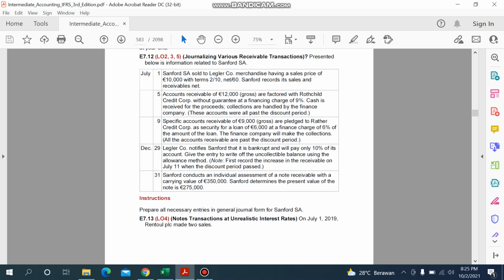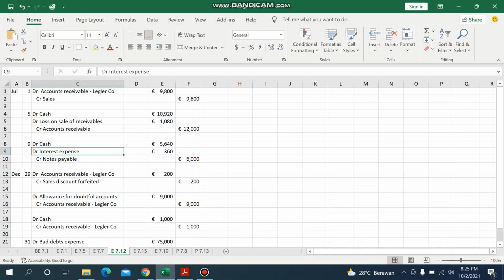So you can just record it: debit cash, debit interest expense, credit notes payable. Notes payable is what you'll borrow, 6,000. The interest expense will be the 6% finance charge of the notes payable, 360. So what you will get from the loan is only 5,640.